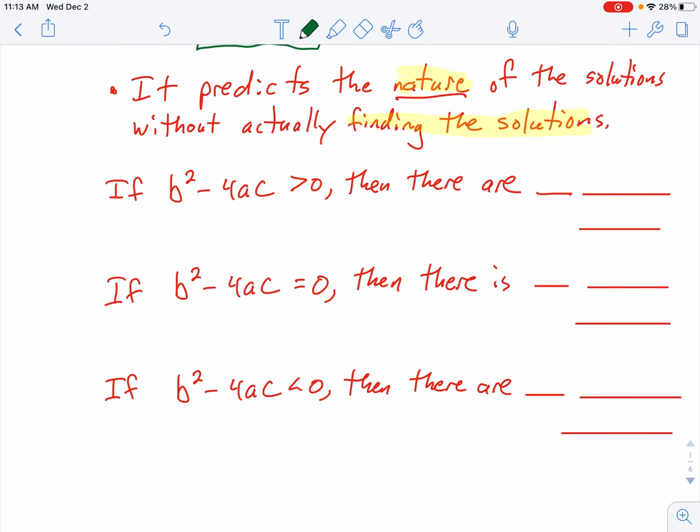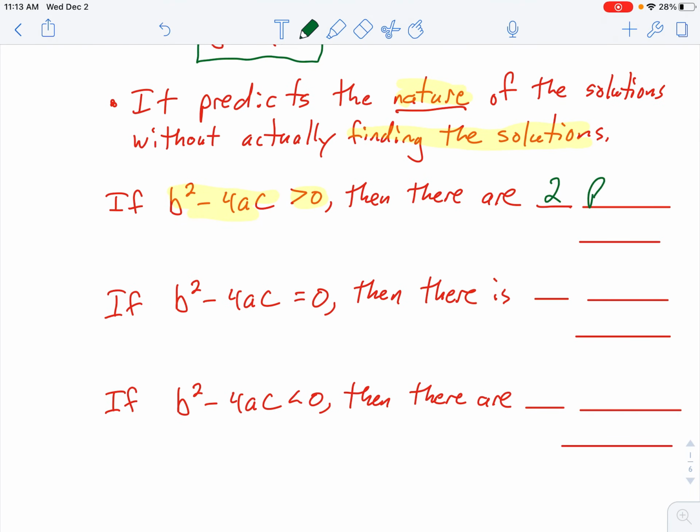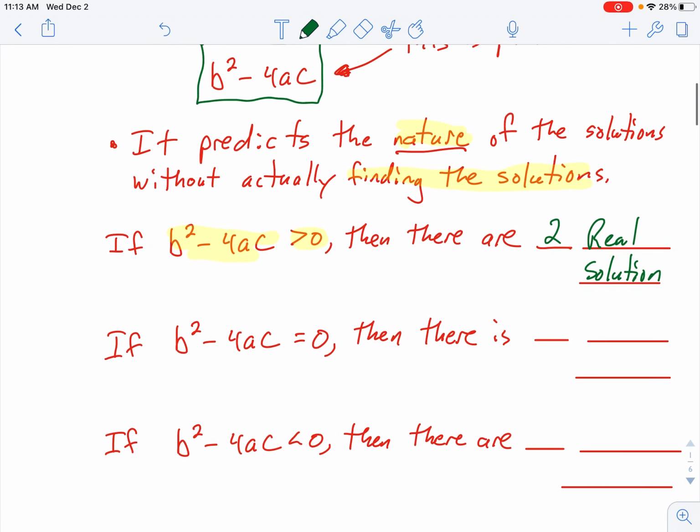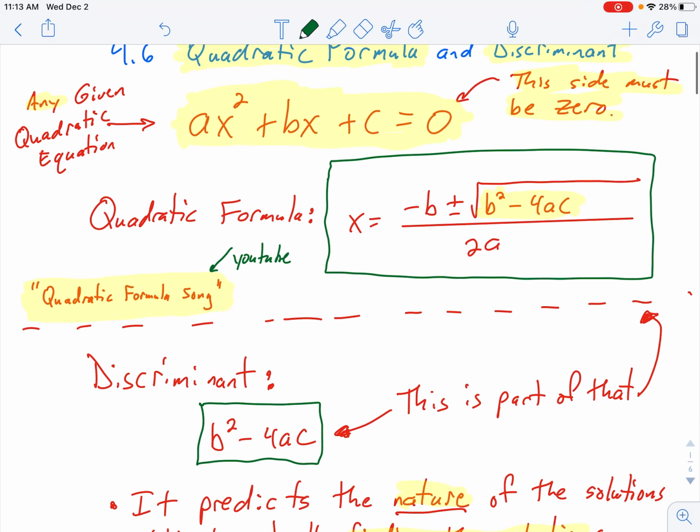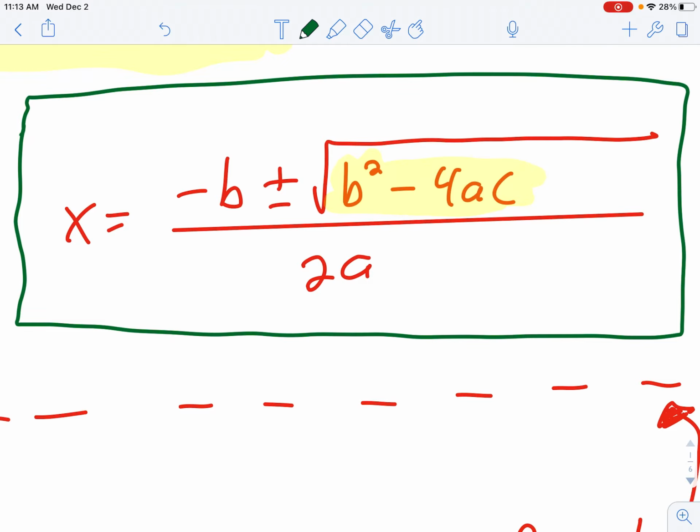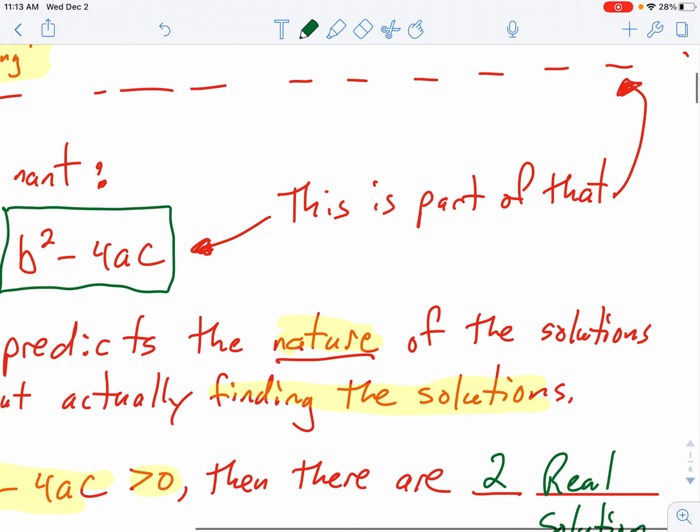And here are the three possible predictions. If the discriminant works out to be greater than 0, of course greater than 0, you know that means positive, right? So if you get a positive number like 9 or 50 or something like that, that means that there are two real solutions to that equation. Remember, there's real numbers and then there's imaginary numbers. So if the discriminant is greater than 0, it means there's two real solutions. Basically, all that means is you're going to be taking the square root of a positive number. If you take the square root of a positive number, you get a real number.